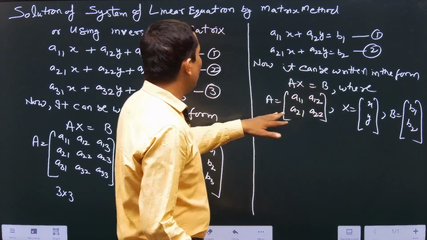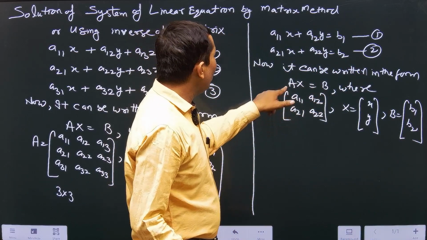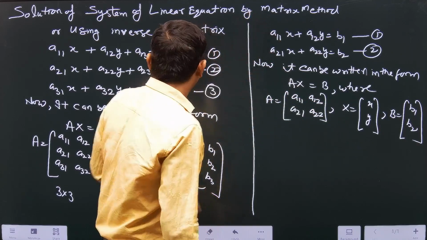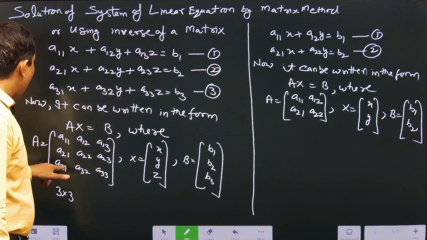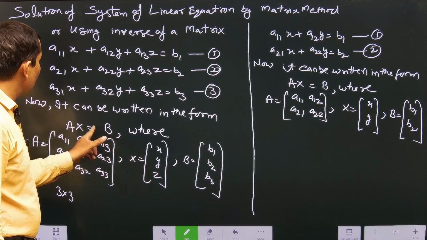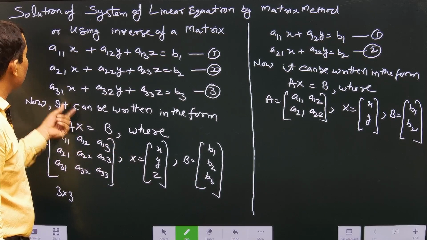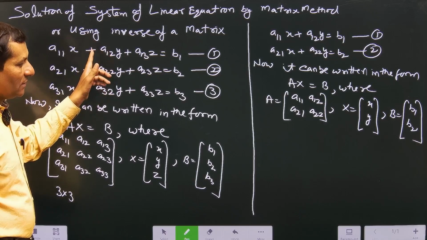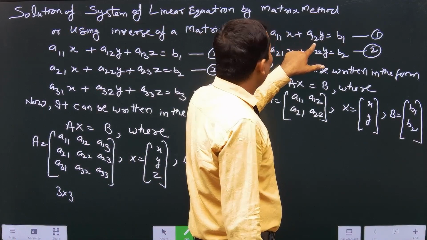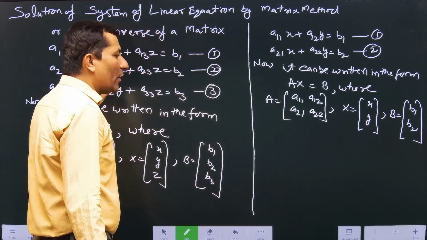AX is equal to B. When you put the value of A here and the value of X here and do post multiplication, you will get these two equations. It is the case of a linear equation in two variables.